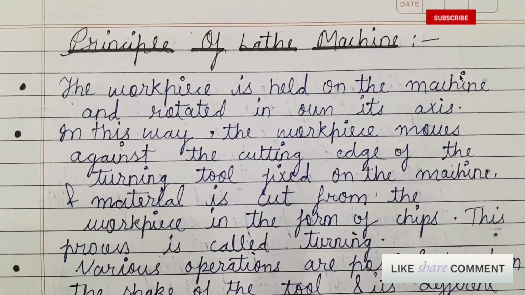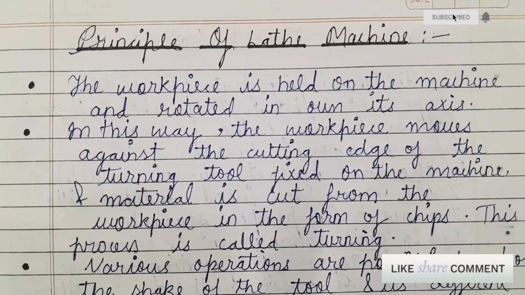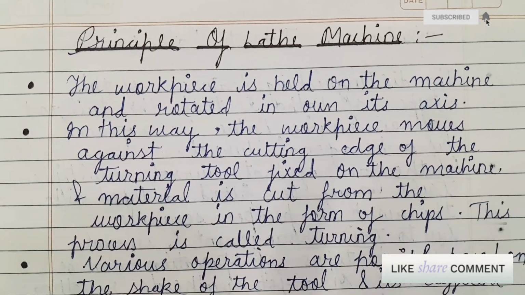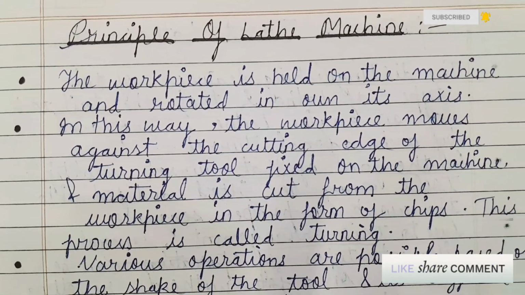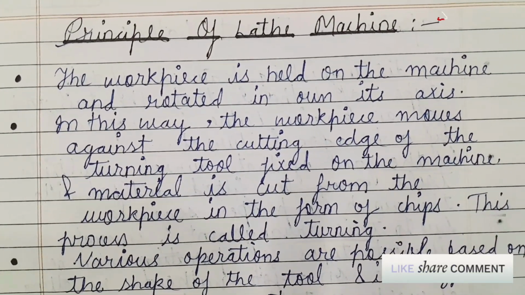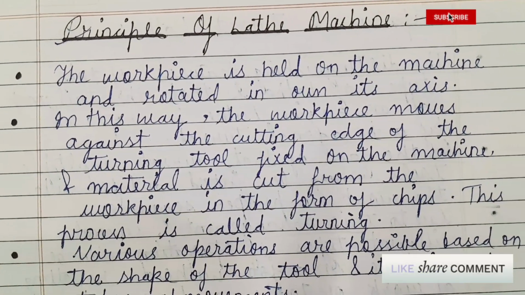Principle of the lathe machine. The workpiece is held on the machine and rotates on its own axis. In this way the workpiece moves against the cutting edge of the turning tool fixed on the machine, and material is cut from the workpiece in the form of chips. This process is called turning.